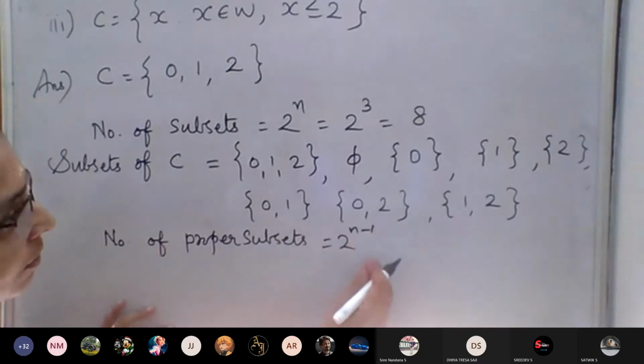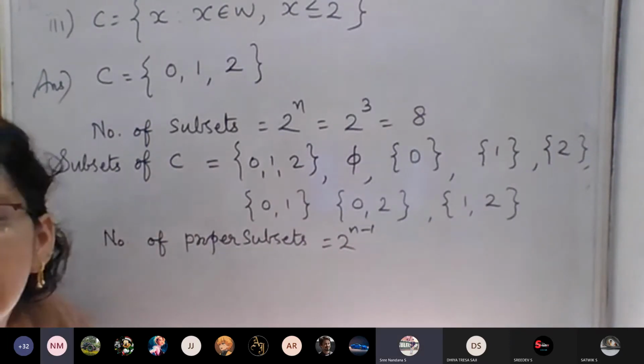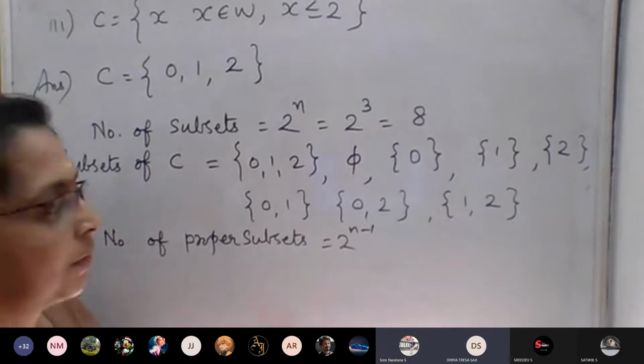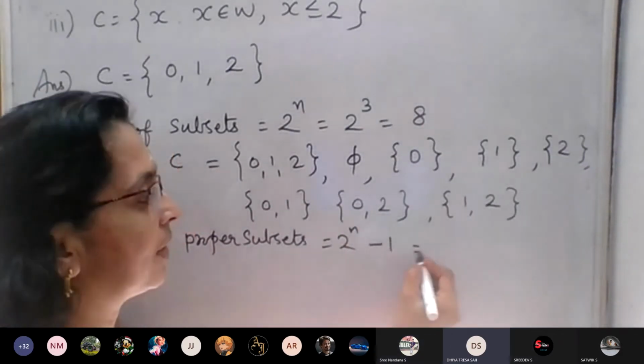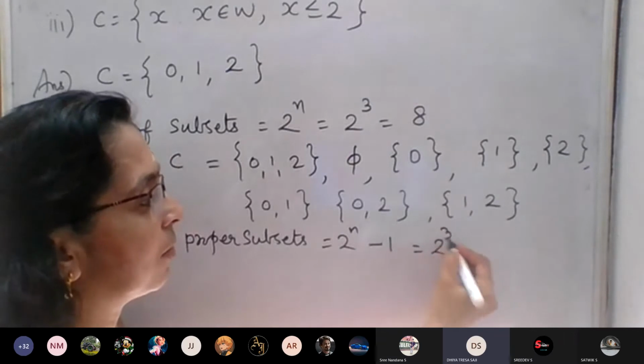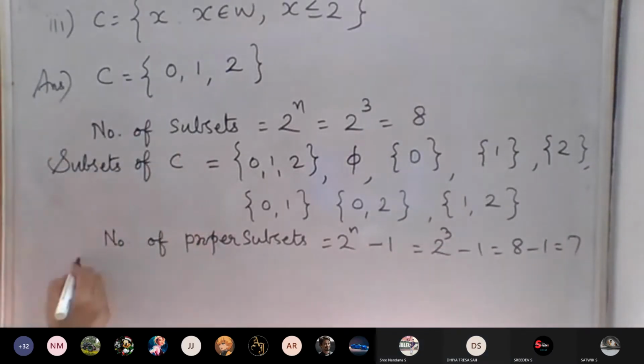Number of proper subsets is 2 raised to n minus 1. Is it correct? No, the minus one should not be in the power. It is 2 raised to 3, minus 1, which is equal to 8 minus 1, 7.